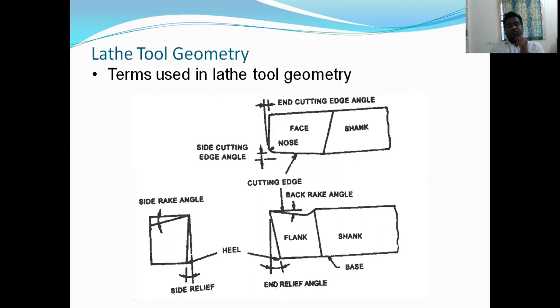So this diagram shows the different views of the tool, and by the views we observe different tool geometry, right? This is the front view, this is the top view, and this is the right hand side view. With this base part, the tool is fixed on the tool holder, and these are the cutting edges, end cutting edges, flank, and nose. So side rake angle, side cutting edge angle, end cutting edge angle, end relief angle. These are the terms we have to know clearly: what is base, what is flank, what is shank, what is side rake angle, what is side relief angle. That will be discussed now.